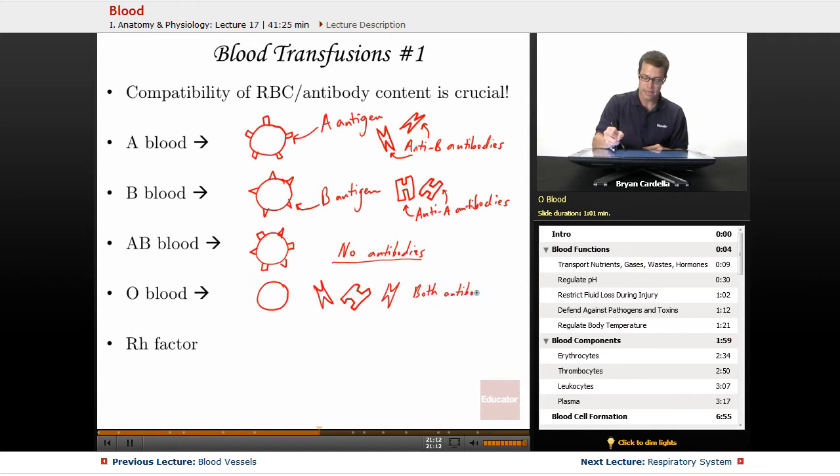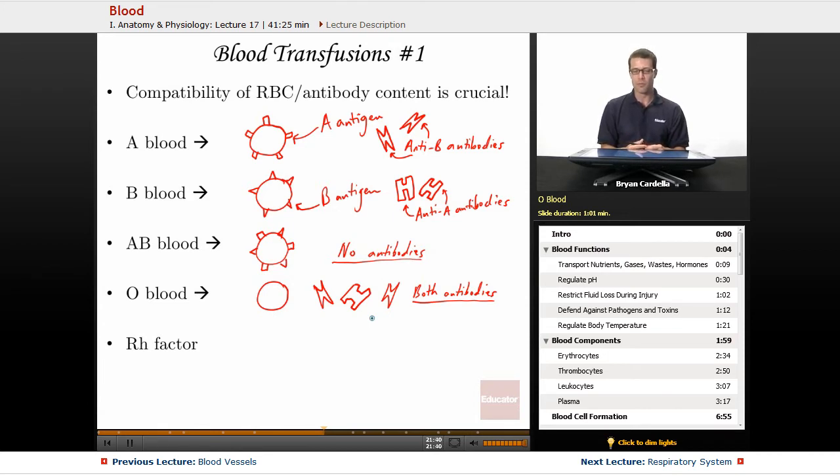Antibodies. That's why somebody like myself with O blood, I need O blood. If you give me this cell, even if you take out the antibodies from the donor, I've got these things floating around my plasma that are going to freak out and bind to it and cause that clumping. That's going to cut off blood flow to some important vital organs, and it could kill me.